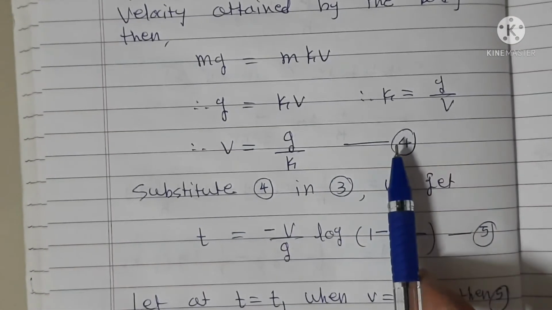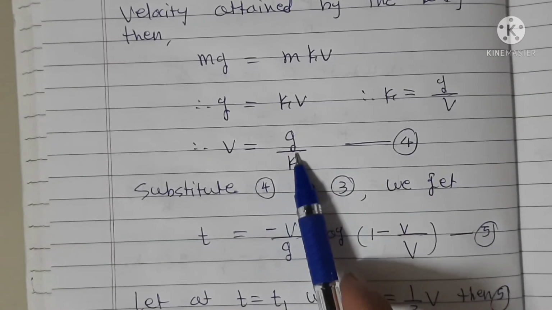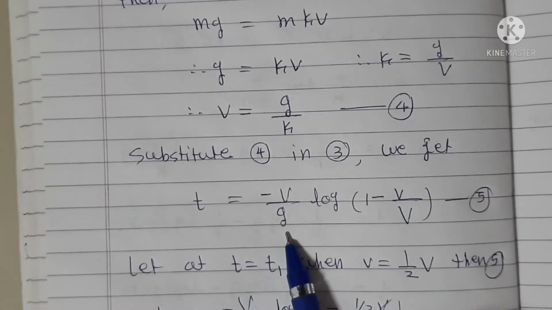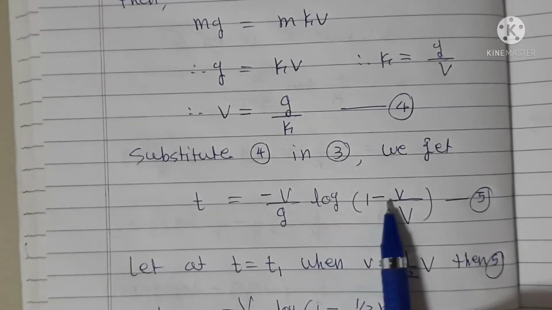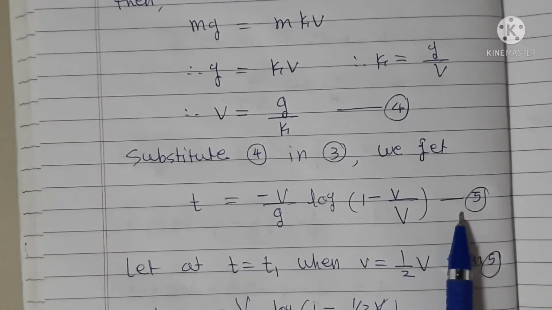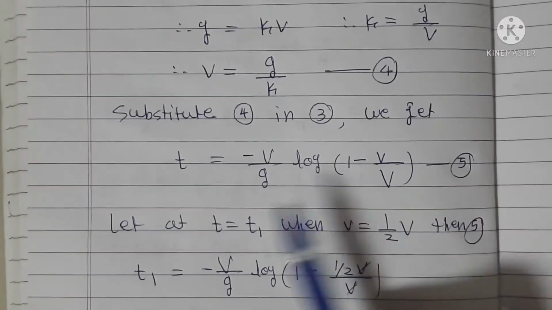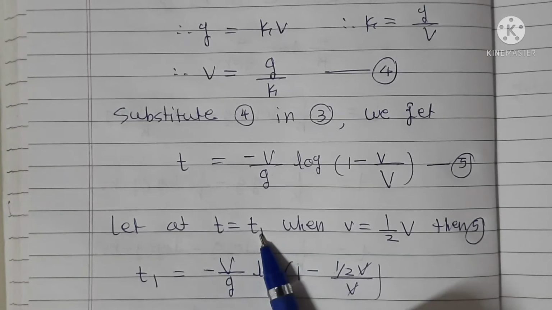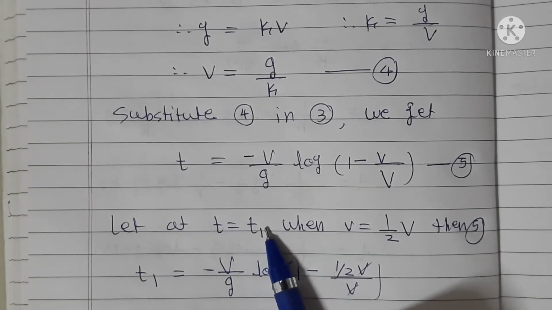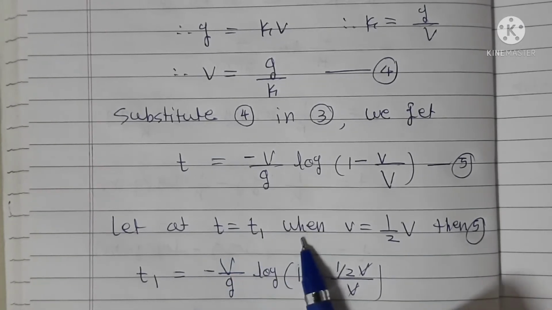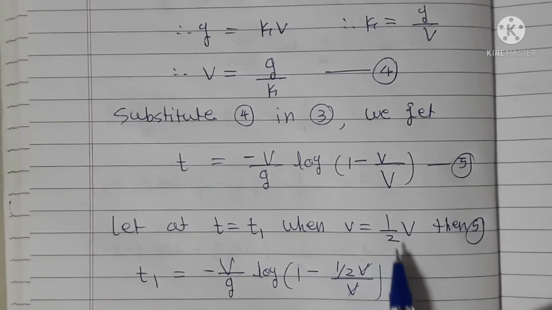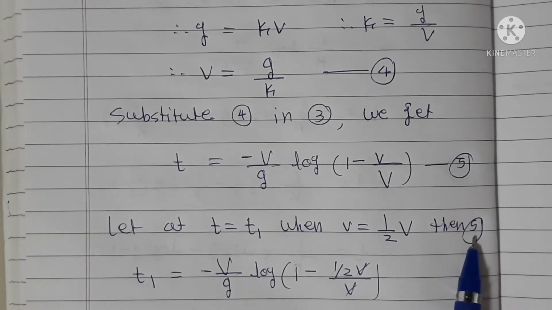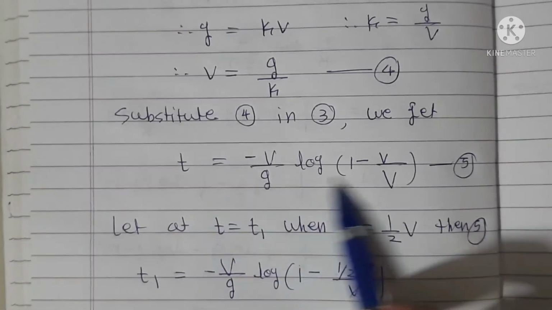Now substitute V is equal to g upon k in equation 3. We will get t is equal to minus V upon g log of 1 minus small v upon capital V. This is equation number 5. Now let us consider time t is equal to t1. We have to prove that at time t equal to t1, when small v is equal to 1 by 2 of capital V, then in equation number 5, this is the equation of the motion.